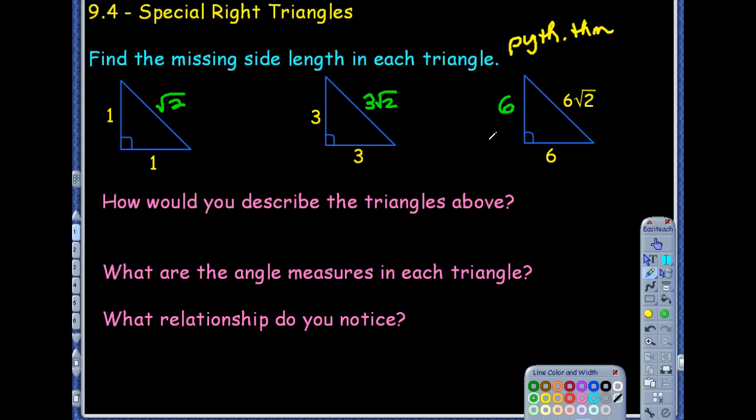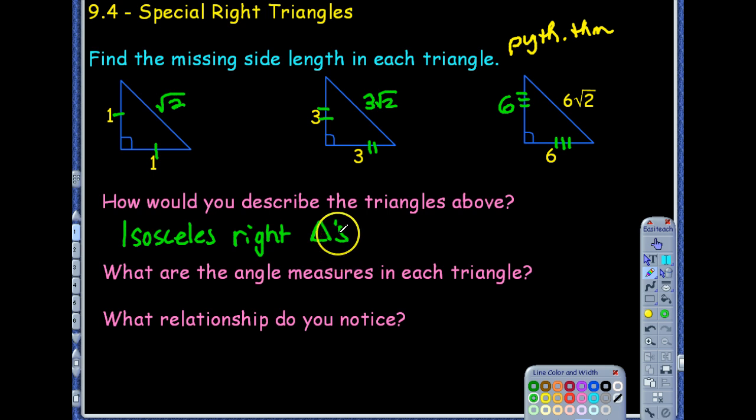Okay, so first question. How would you describe the triangles above? Well, I noticed that they are all isosceles because they have two congruent sides, and they're all right triangles. Good. So isosceles right triangles. That's based on what we know: those two legs are congruent in each of these, and they are obviously right triangles, so isosceles right. That's good vocab.